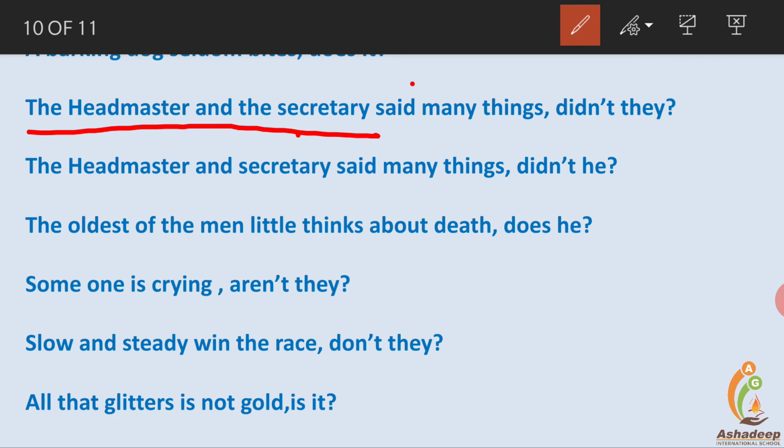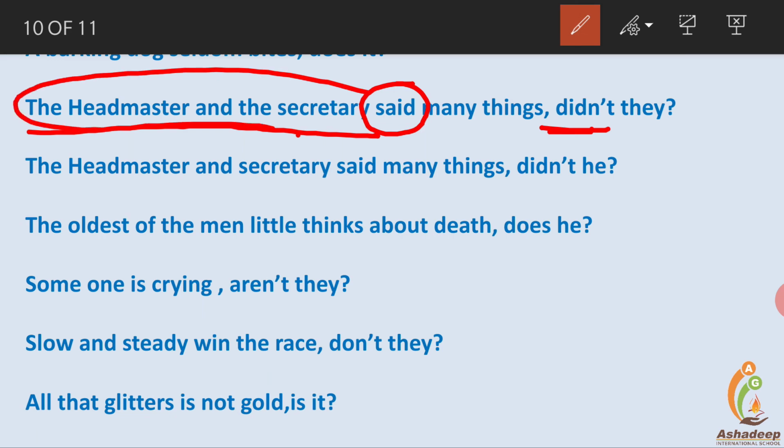Next sentence. The headmaster and the secretary said many things. Positive sentence. Said is the simple past tense, so didn't, and here the subject is two persons, the headmaster and the secretary, and for them the pronoun is they.